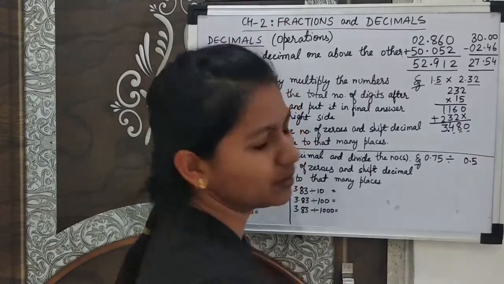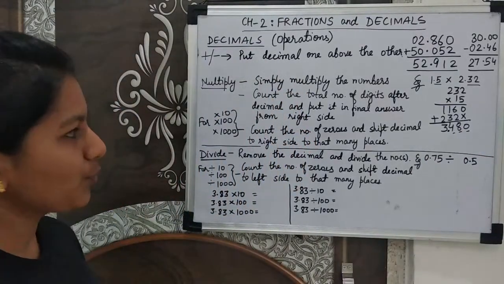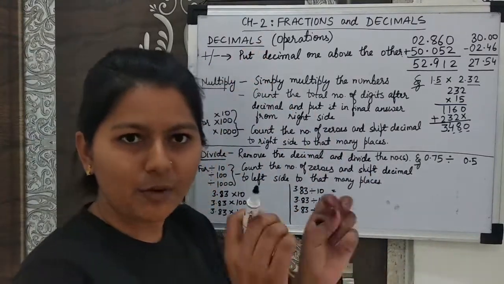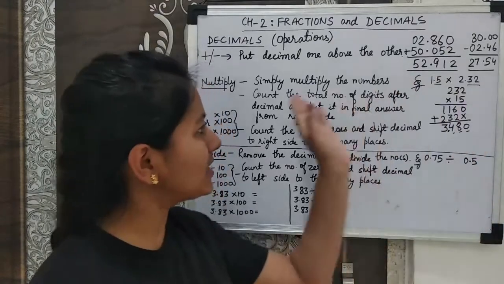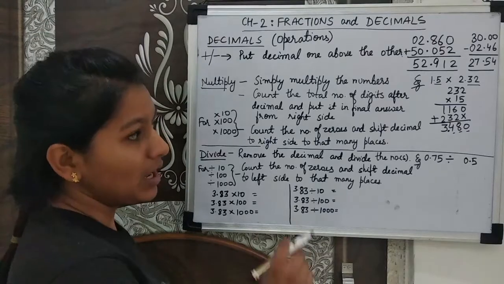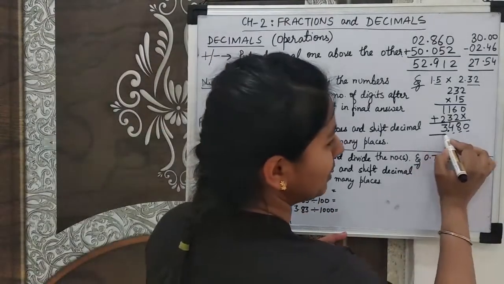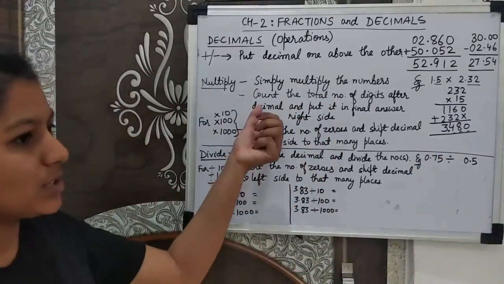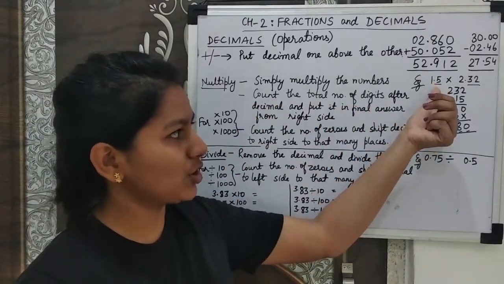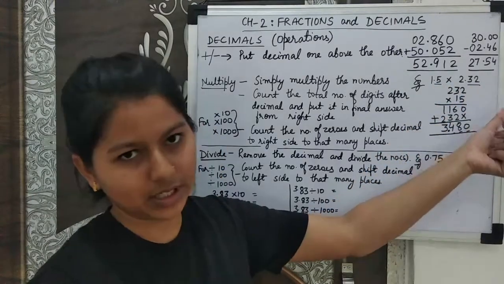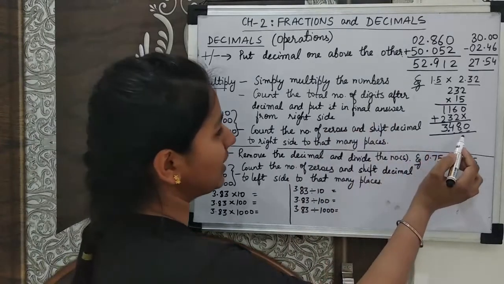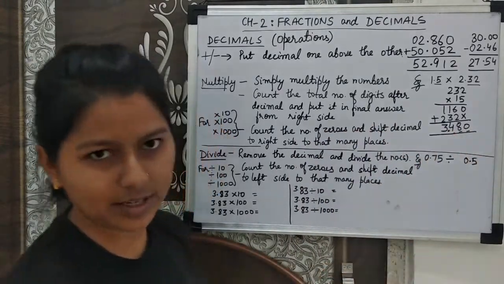So it's very simple, only 2 points we have to take care while multiplying the decimals. For some time ignore the decimal and simply multiply the numbers. Then how will we put the decimal directly in the final answer? We are counting the total number of digits after decimal. In the question you can count 1 and then 2, 3. Total 3 digits are there after decimal. So we have to put it in the final answer from the right side.